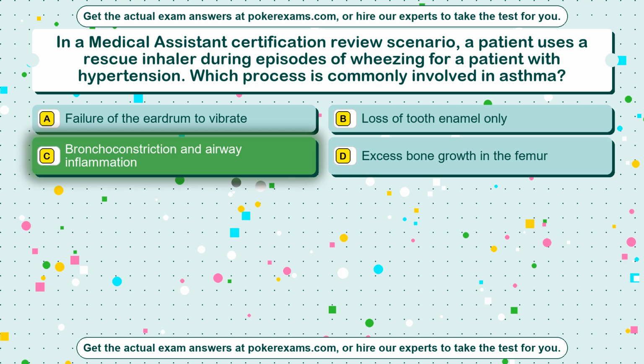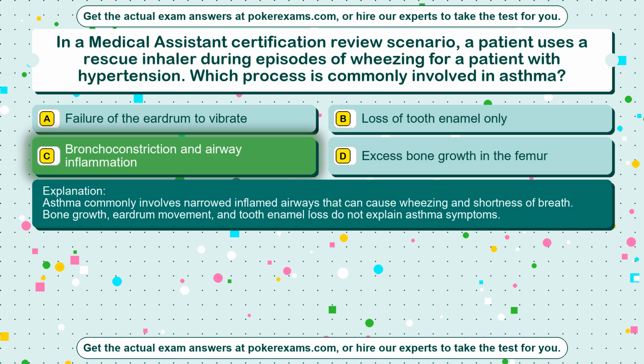The correct answer is option C, bronchoconstriction and airway inflammation. Asthma commonly involves narrowed inflamed airways that can cause wheezing and shortness of breath. Bone growth, eardrum movement, and tooth enamel loss do not explain asthma symptoms.